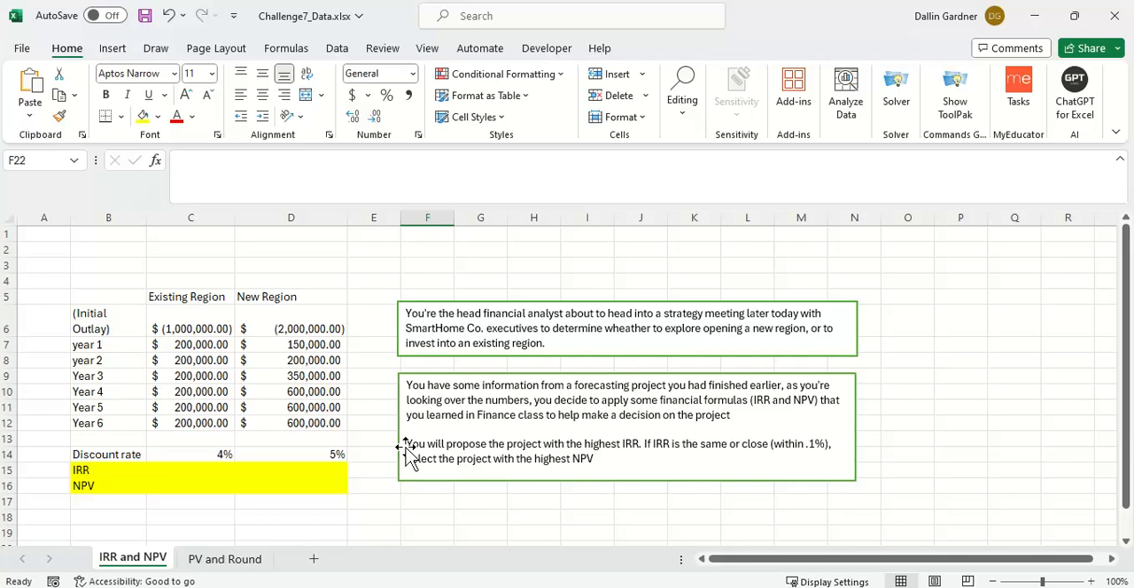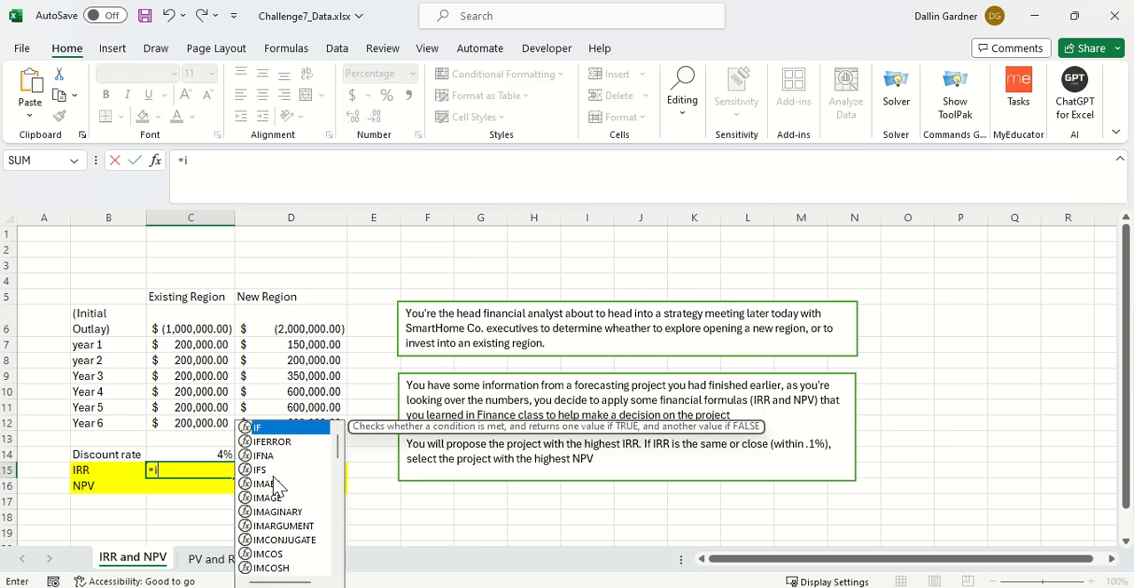And so if we open up this, we have some restated instructions here explaining that we're heading into a strategy meeting and we need to compare the profitability between expanding within an existing region or expanding to a new region. And we want to use some finance function to compare the profitability between these two initiatives.